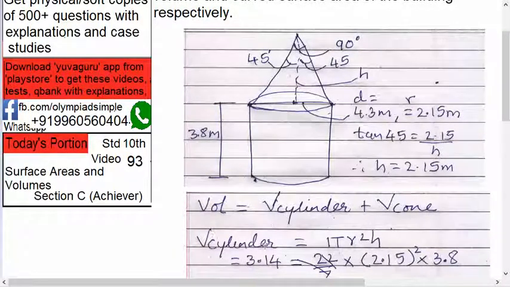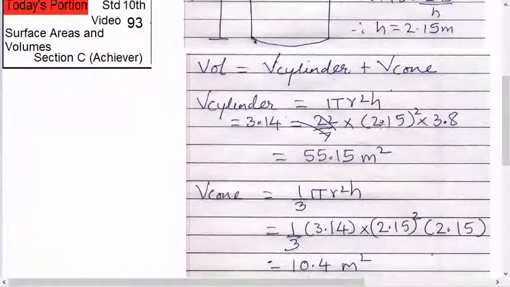The volume of the cylinder equals pi r square h. Pi I have taken as 3.14, r is 2.15 and h is 3.8. Now multiply 2.15 square into 3.8 into 3.14. So it becomes 55.15. You do it yourself.